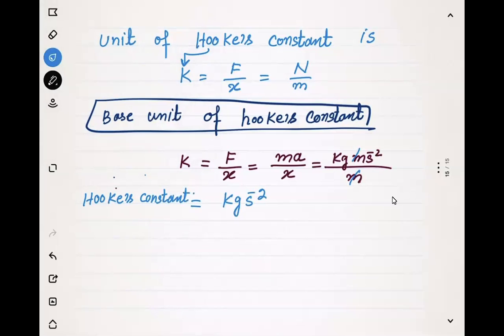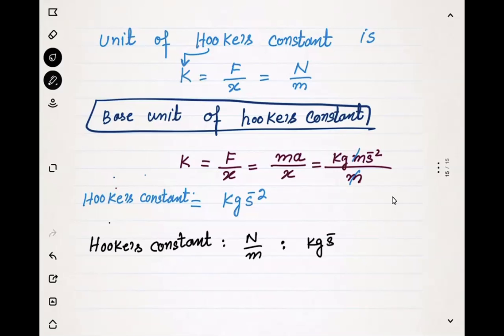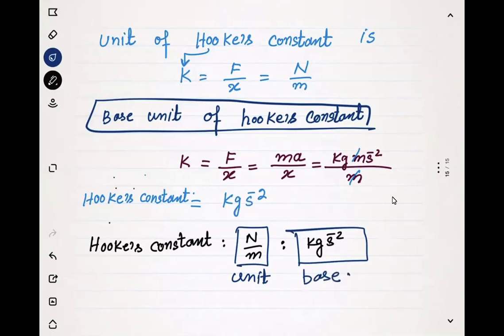Now for Hooke's constant we can write: its unit is Newton per meter and its base unit is kilogram second minus 2. So here we go with the unit and here we go with the base unit. If we want to understand Young modulus, first we need to understand the concept of Hooke's constant well. Hooke's constant is basically stiffness, but it is the stiffness of the object.